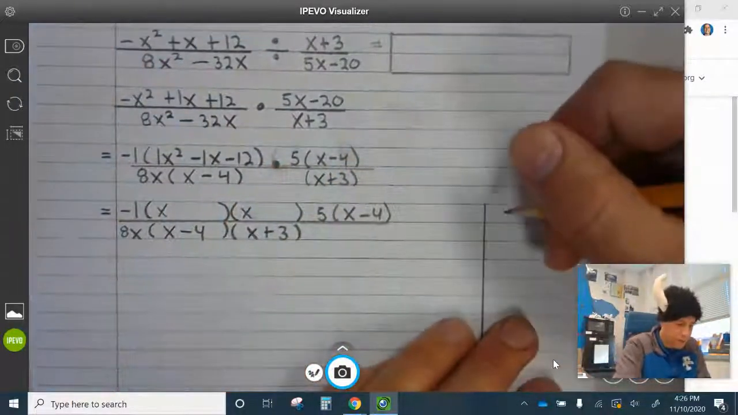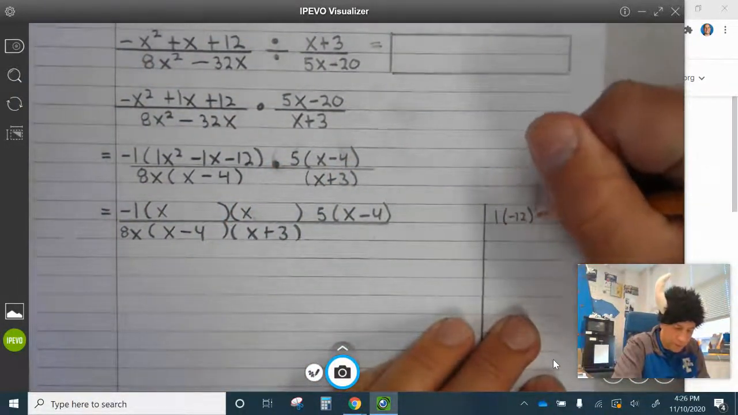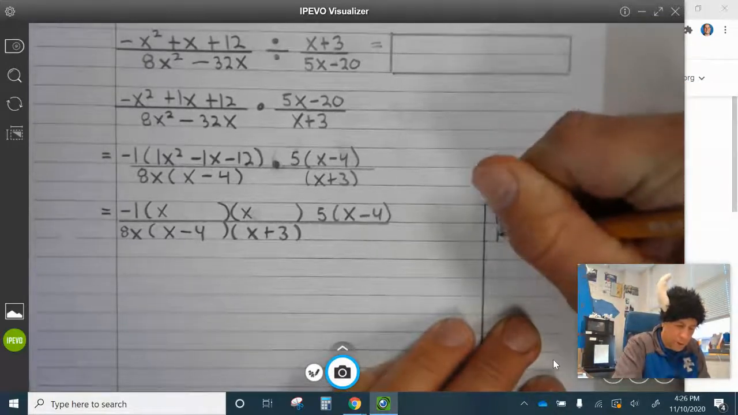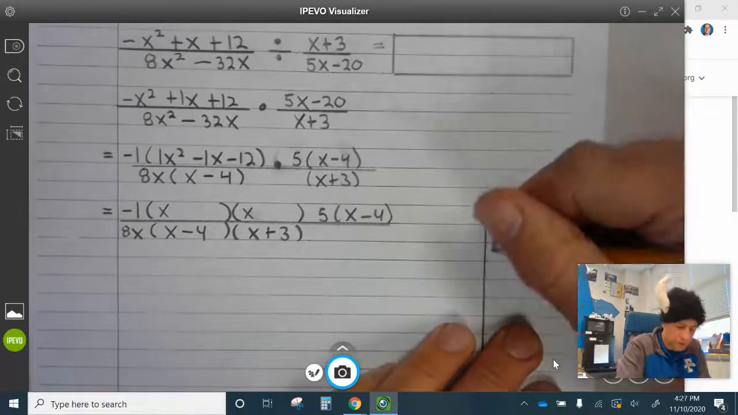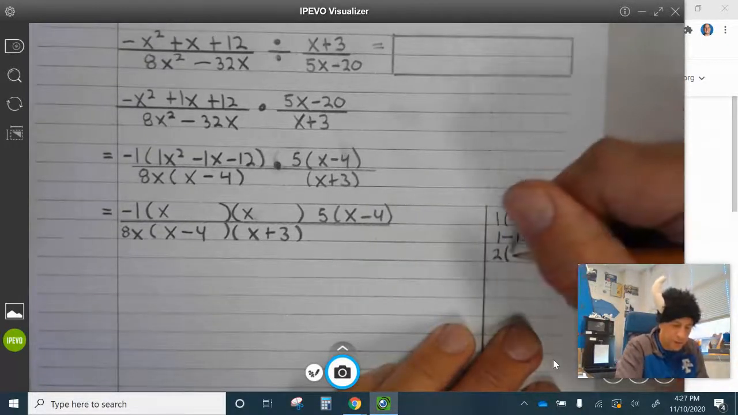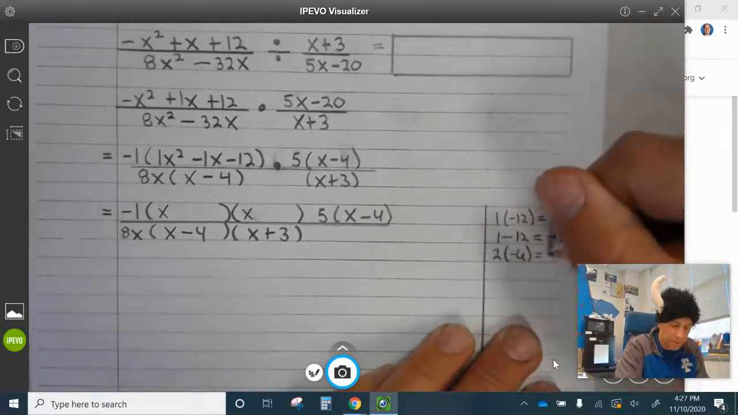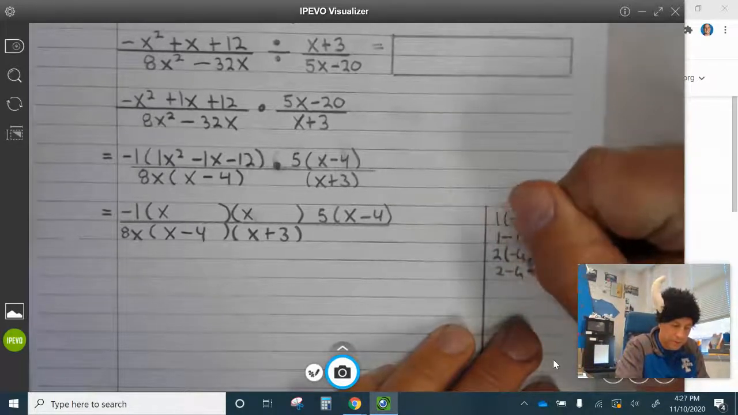So we know 1 times negative 12 is negative 12. 1 minus 12 is negative 11. That doesn't work. 2 times negative 6 is negative 12. 2 minus 6 is negative 4.